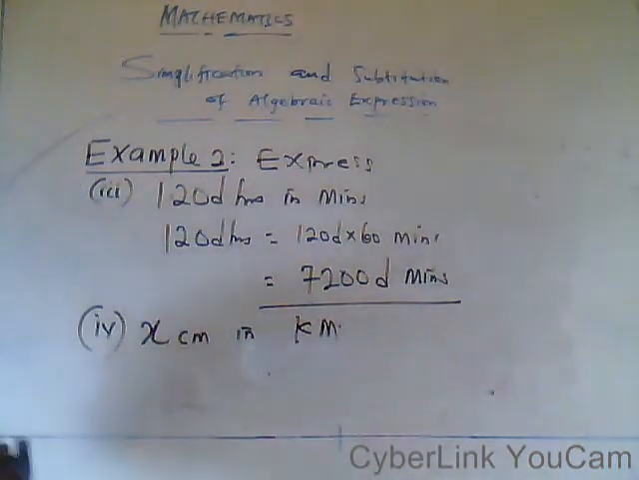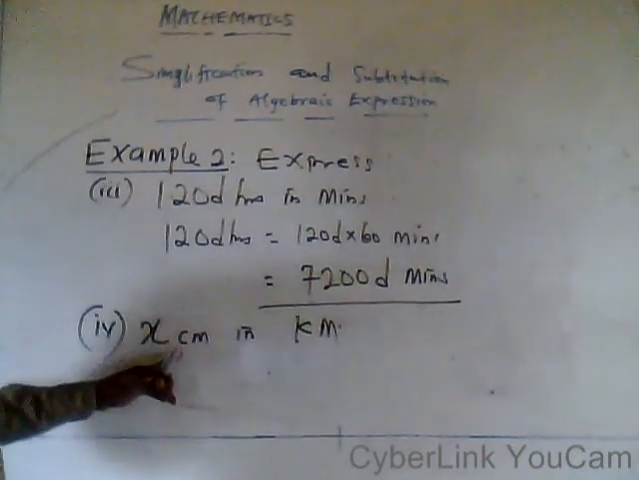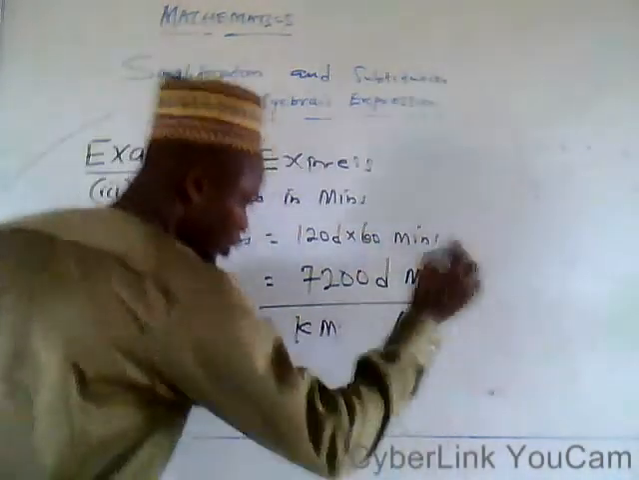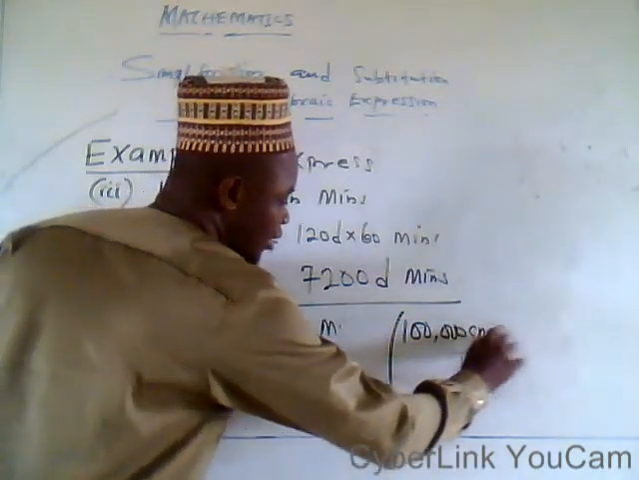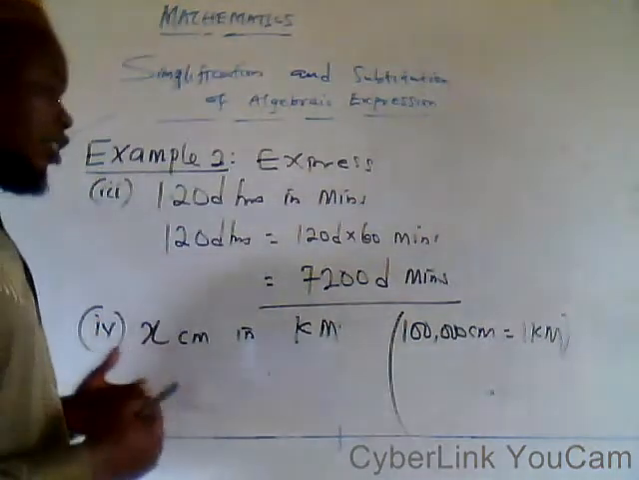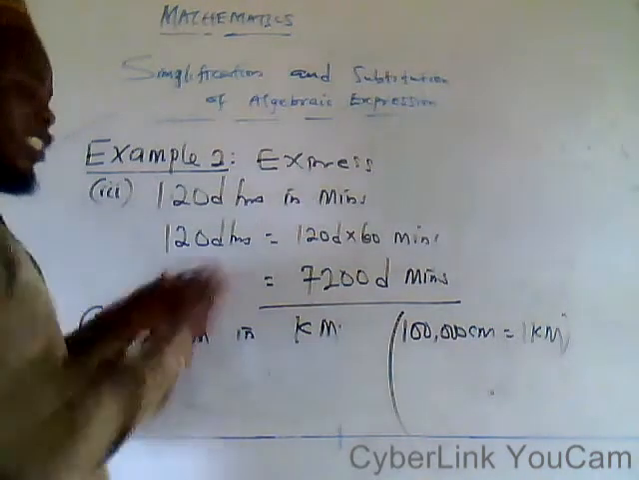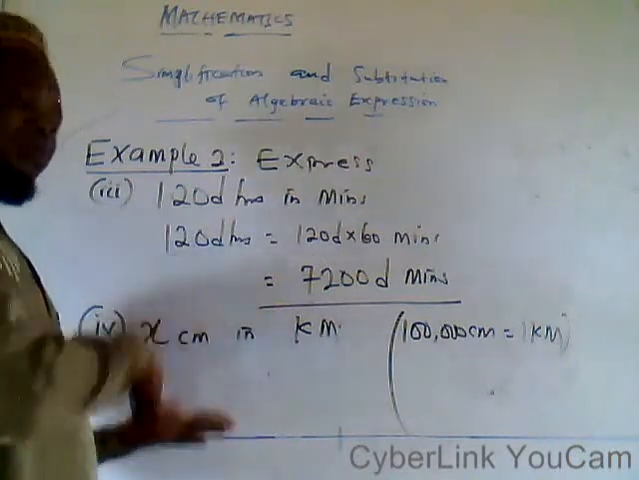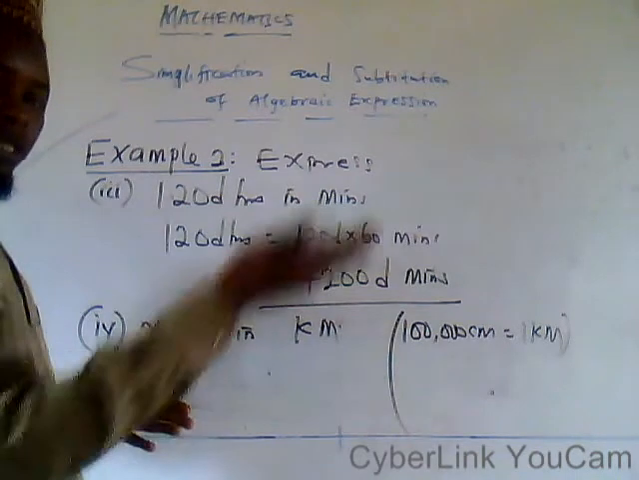Can you try that? In the previous question, I told you that from centimeter to kilometer, you will still go back to it. 100,000 centimeters is 1 kilometer. So if what you are given is in kilometers and you are going to centimeters, you are going to multiply. But if what you are given is in centimeters and you are going to kilometers, you are going to divide.